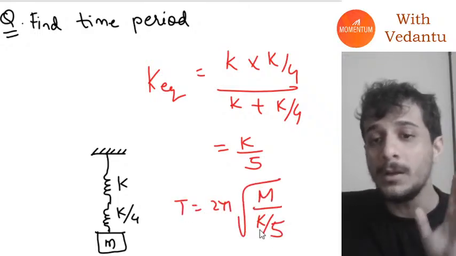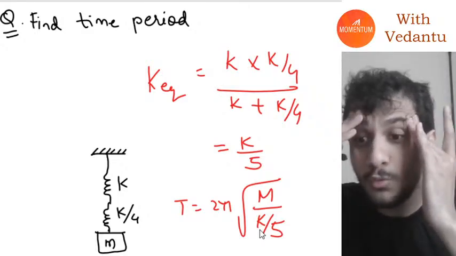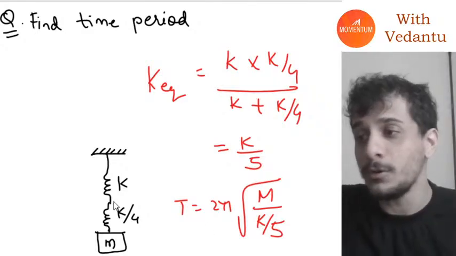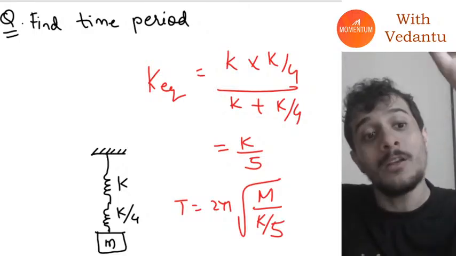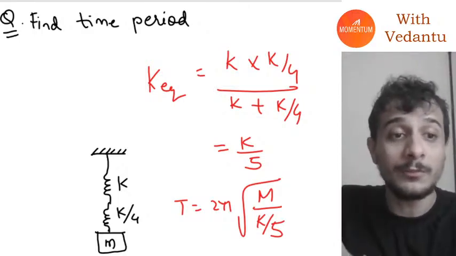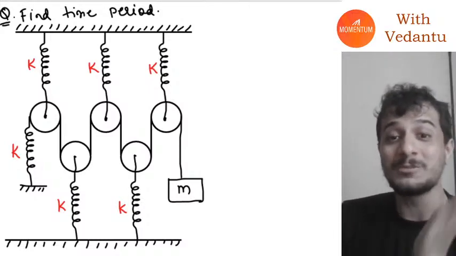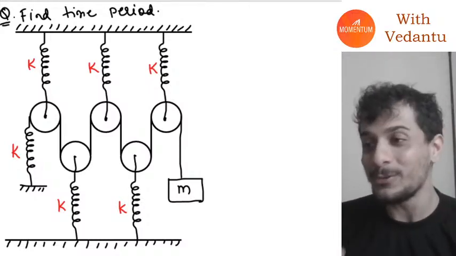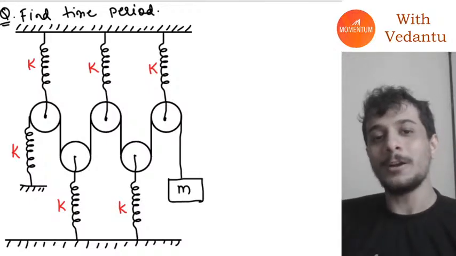Very, very simple. You can use this for all the different systems. Let's go back to the question where we started this video. It looks so complicated, right? There are 6 different springs here. Oh my god, so many springs. But guys, it's not very hard now.